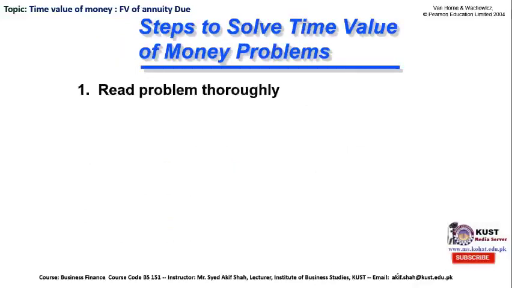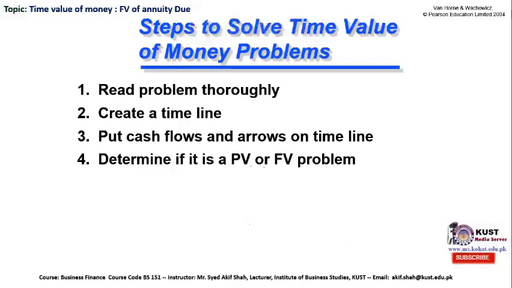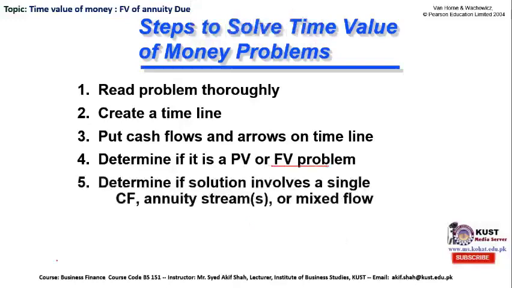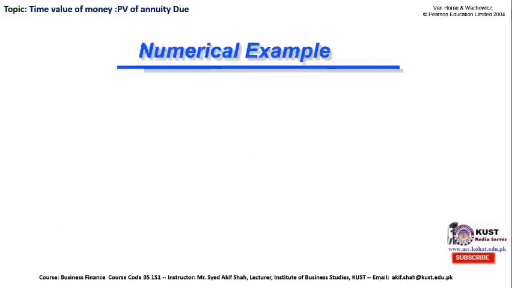Let's discuss the steps involved to solve the time value of money, which have already been explained to you in my previous lectures. You are supposed to read the problem thoroughly and carefully, then create a timeline, put the cash flows and arrows on the timeline, and determine if it is a present value or a future value problem. Also determine if the solution involves a single cash flow, an annuity stream or a mixed cash flow. And at step 6 solve the problem, and finally we can check it with the help of a financial calculator to see if we have calculated the present or future value of annuity due correctly or not.